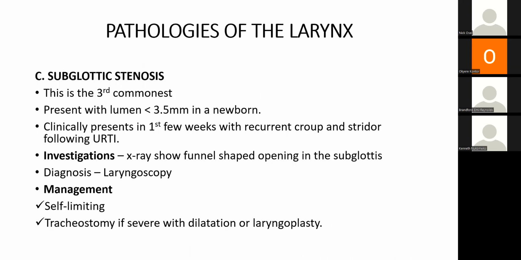Okay, so the third commonest, subglottic stenosis. That is when there is a narrowing of the subglottis. It is present when the lumen is less than 3.5 millimeters in a newborn. So they will clinically present in the first few weeks with recurrent croup and stridor.